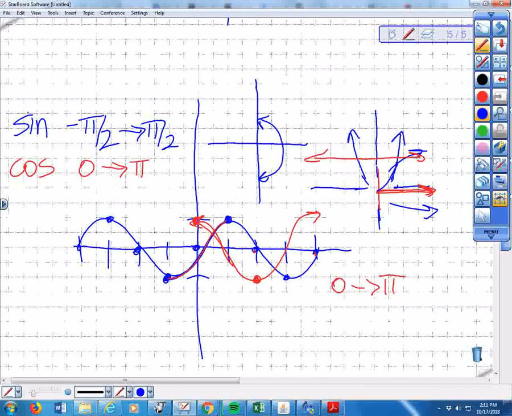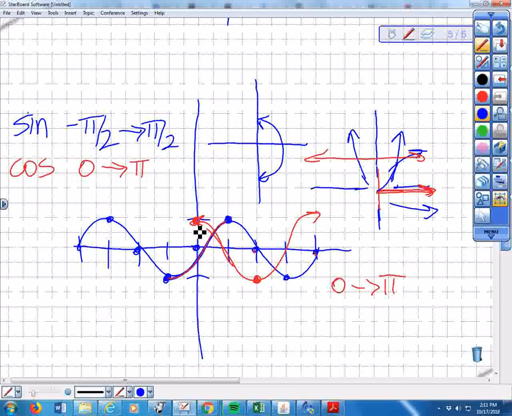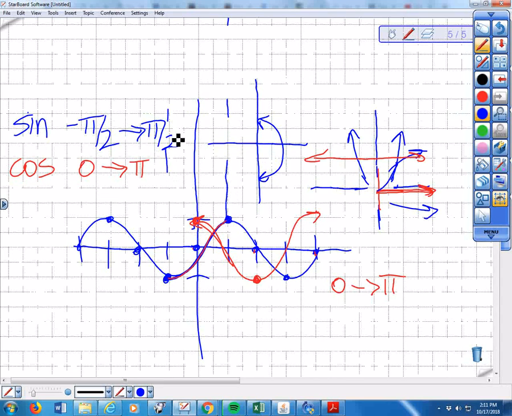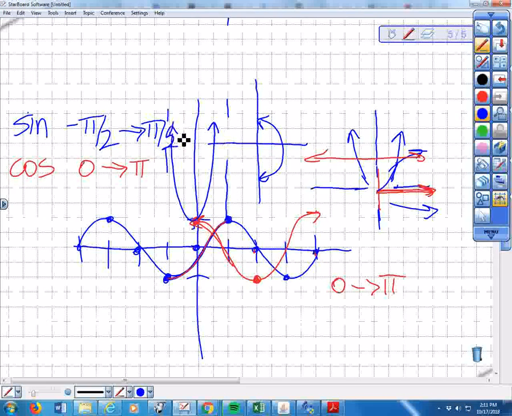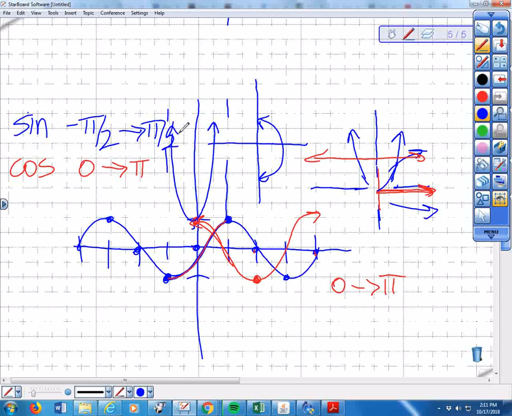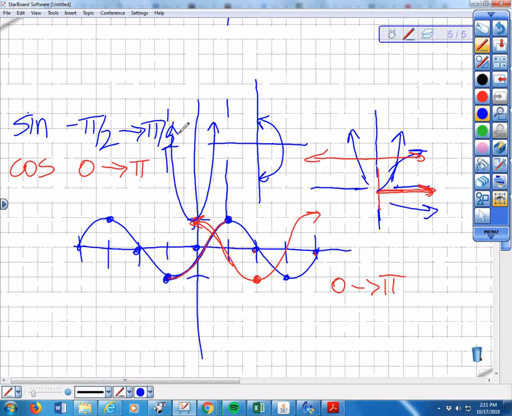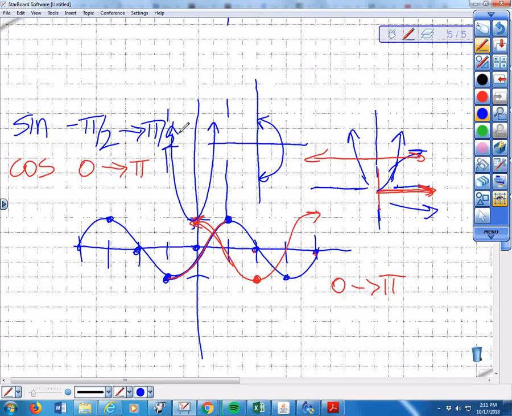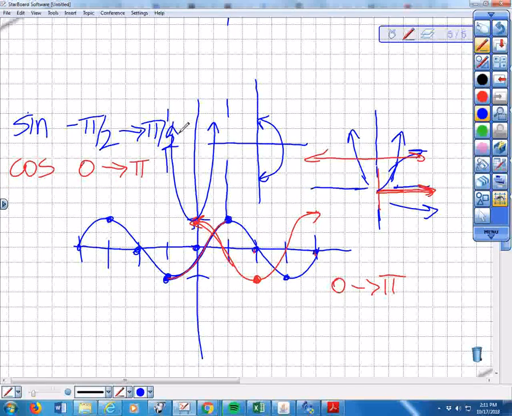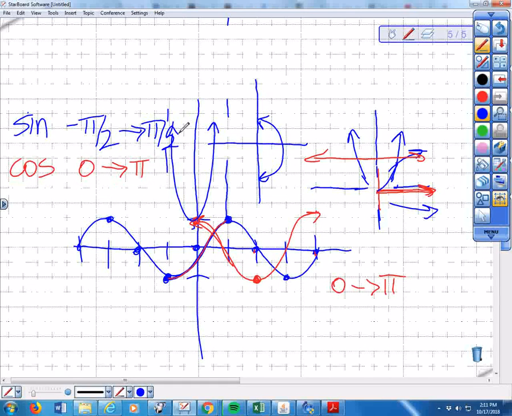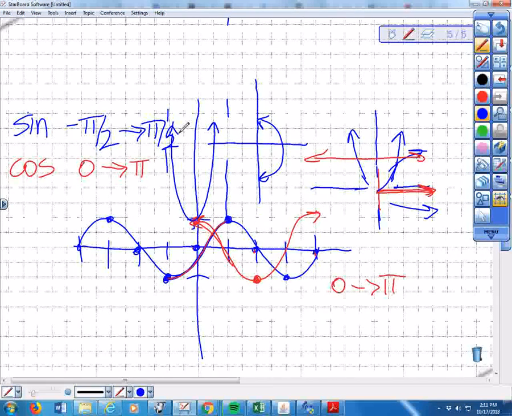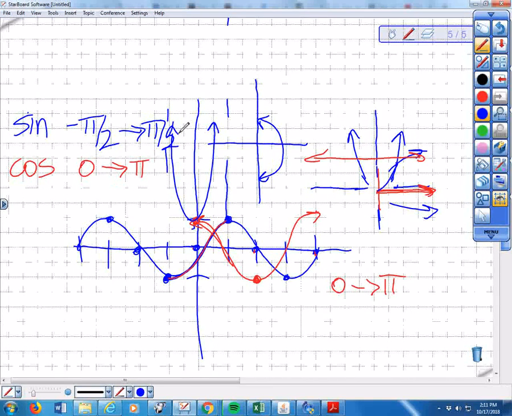Secant, this is the cosine graph, and my secant then is like this, right? So actually secant goes from negative pi over 2 to pi over 2. Cosecant goes from 0 to pi. So secant and tangent are the same. Cosecant and cotangent are the same. That makes sense? Actually, I'm wrong again.